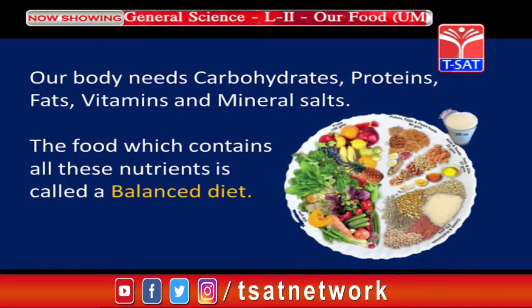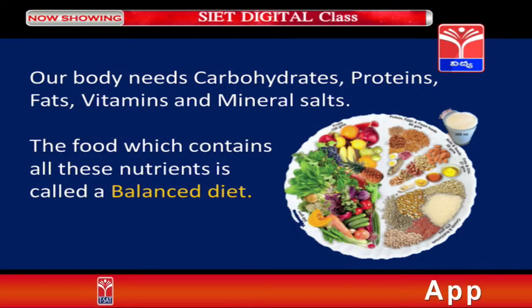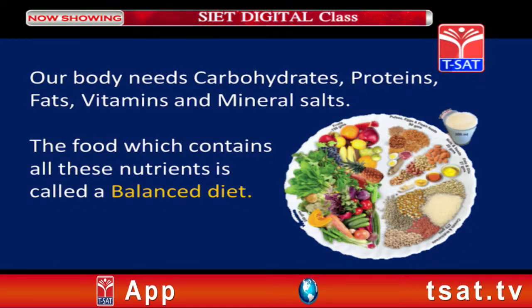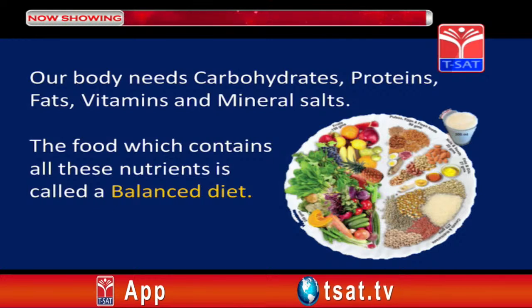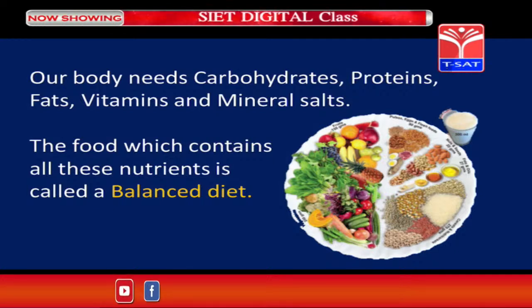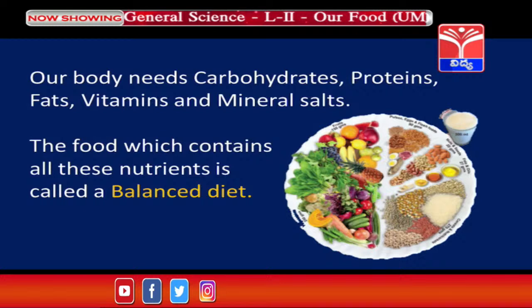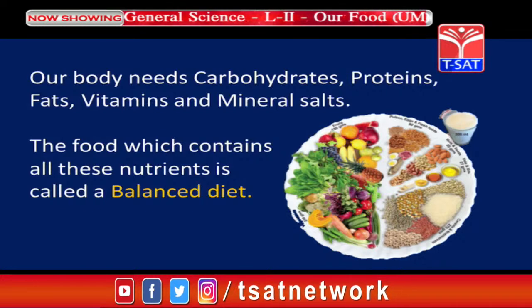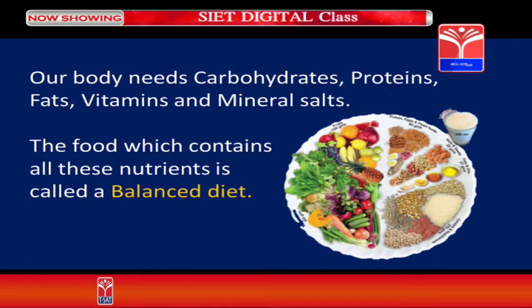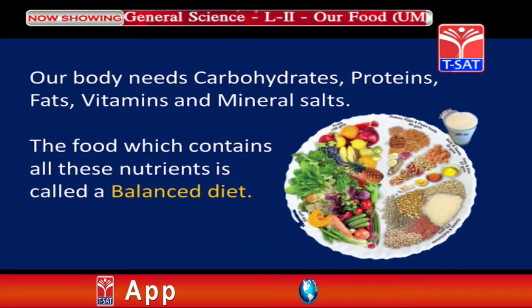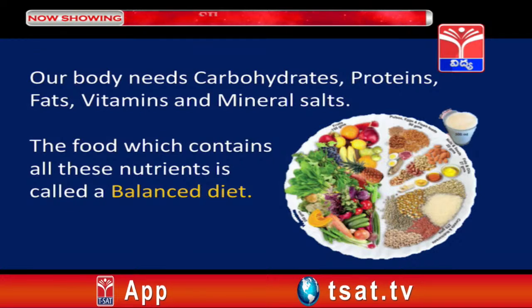Here in the plate, this shows the balanced diet. Here you can see all the cereals and millets and oils. So these contain carbohydrates and fats. And here you can see all the pulses, egg, meat and nuts also. These contain proteins. So here you can see fruits and vegetables. These contain vitamins and mineral salts.